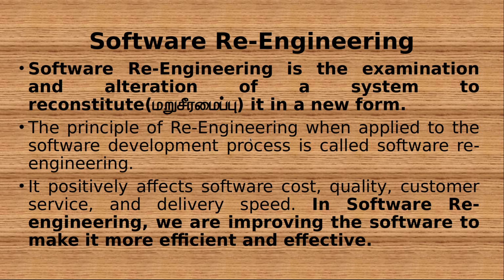The principle of re-engineering when applied to the software development process: first we take any already existing product, already existing software. We identify which components are defective or must be improved, so that they can be reconstituted or altered. This process is called re-engineering.